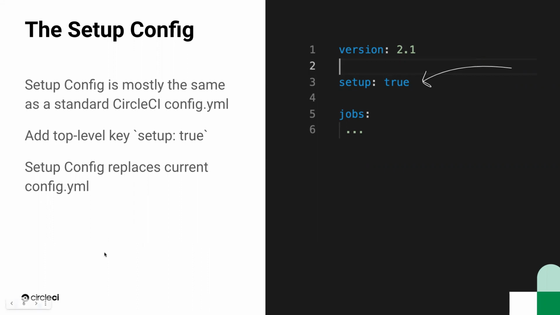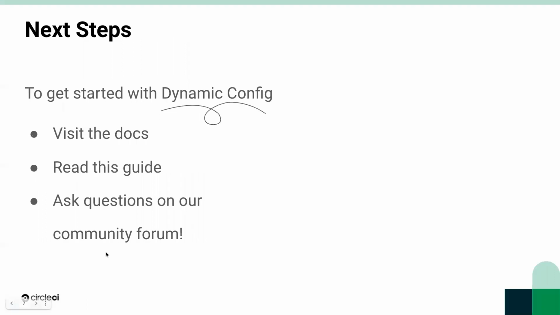And there's so many more things you can do. It's not just mono repos or triggering specific configs to save credits. There are endless possibilities with dynamic configuration, and we want to know what you're going to do with it. So to get started with dynamic configuration, visit the docs, read the guides we have, and ask questions on our community forum, which will be linked in the description.